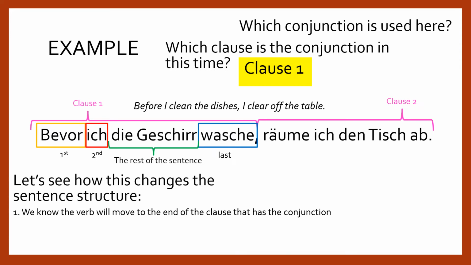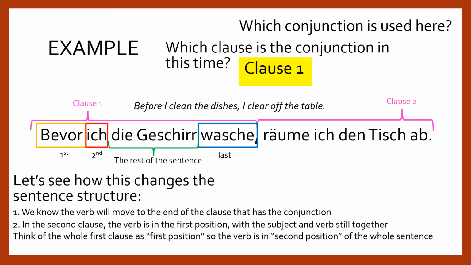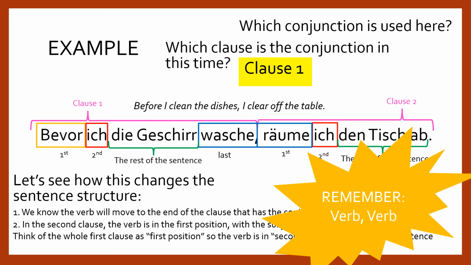So bevor ich die Geschirr wasche. In the second clause, the verb is in the first position, with the subject and verb still together. Think of the whole first sentence as first position, so that verb is in the second position of the sentence as a whole. And then the rest of the sentence after that subject. So räume ich den Tisch ab. Remember, whenever that conjunction is in the first clause, it will go verb, comma, verb in the middle of the sentence.